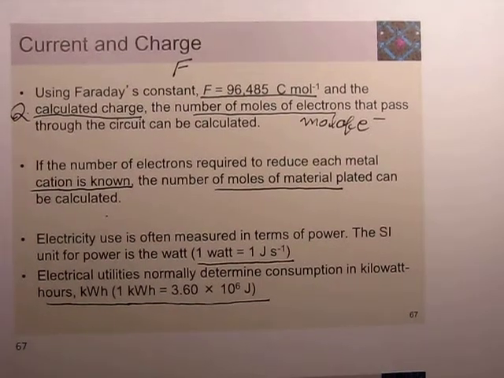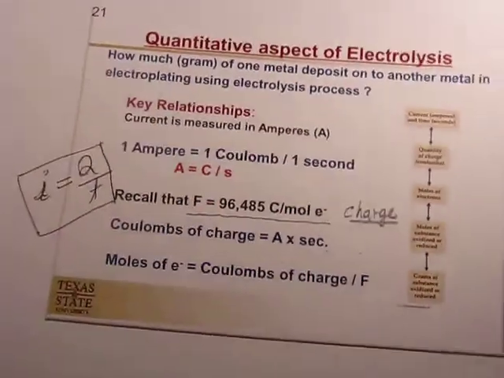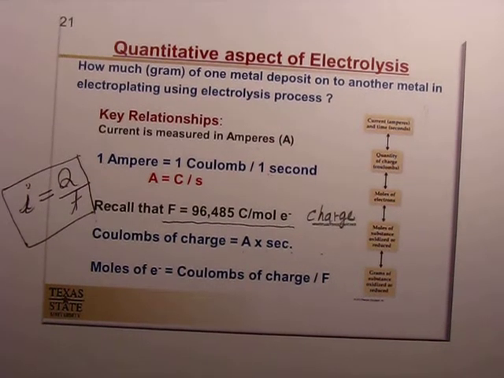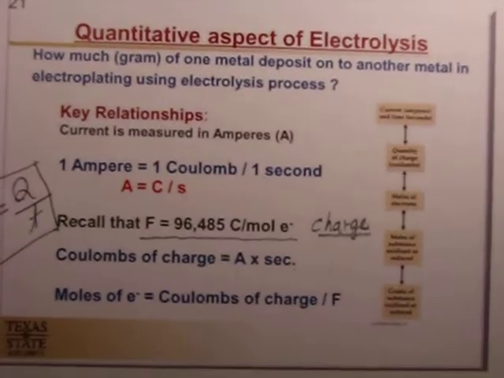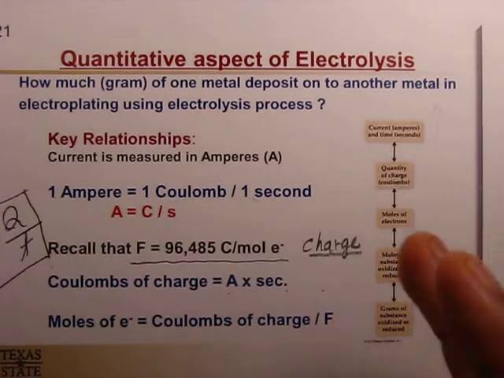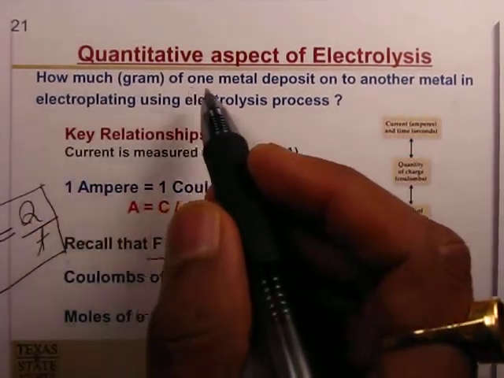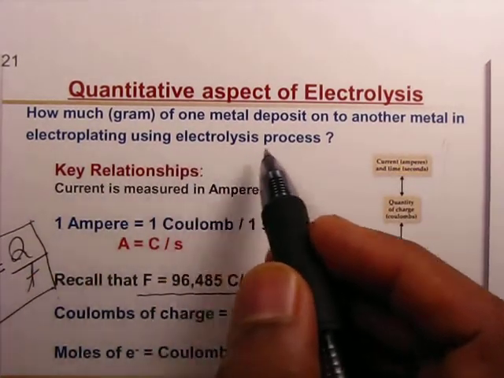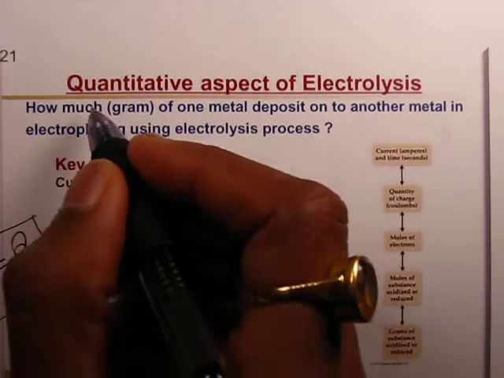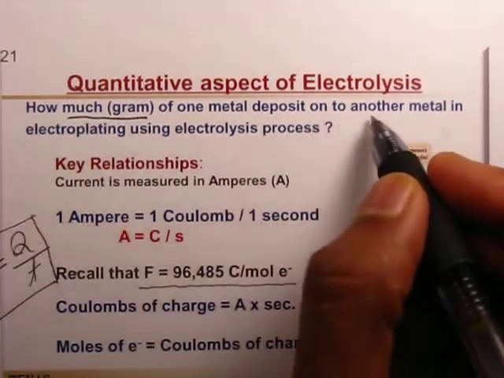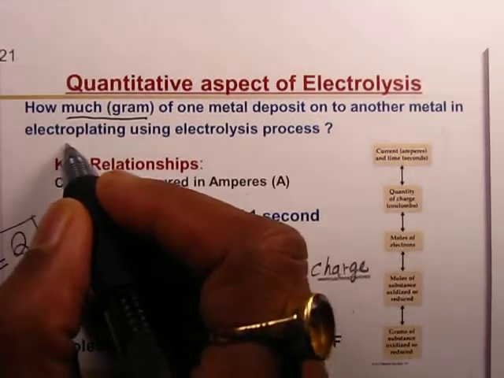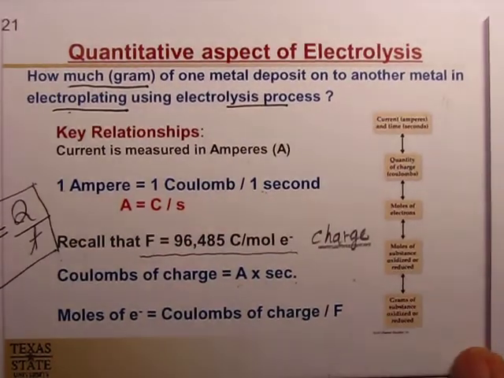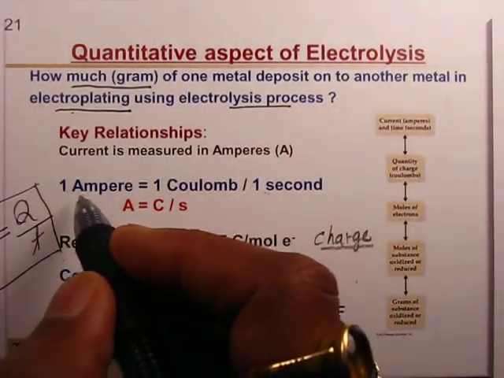So I would like to simplify this slide once again. We will go through this slide, and this will be much easier to understand. Here is the flow diagram to understand the quantitative aspects of electrolysis. How many grams of one metal deposit onto another metal in electroplating using the electrolysis process? So this is the question: how much quantity of one metal will deposit onto another metal in electroplating using electrolysis?